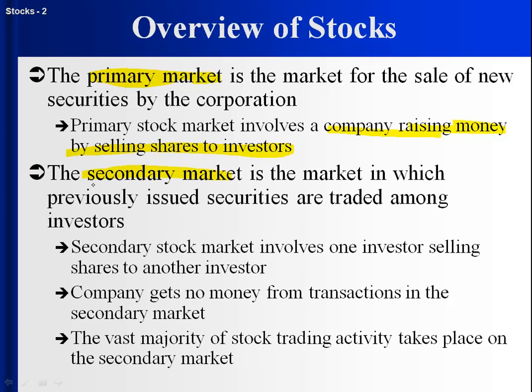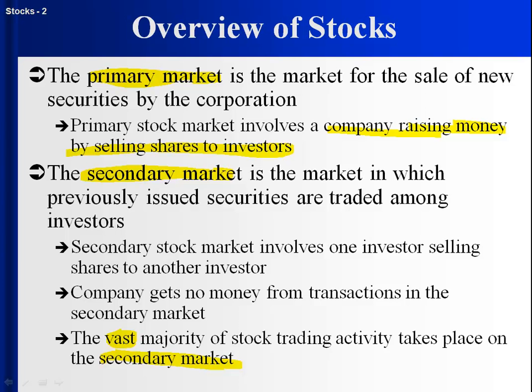The secondary market is the market where previously issued securities are traded. So once the securities go into the investors' hands because of a primary market transaction, then investors can trade amongst themselves. The vast majority of stock trading activity takes place on the secondary market. That's where shares are exchanged among investors. So a share goes into the primary market one time, and then it can bounce around among shareholders an unlimited number of times.